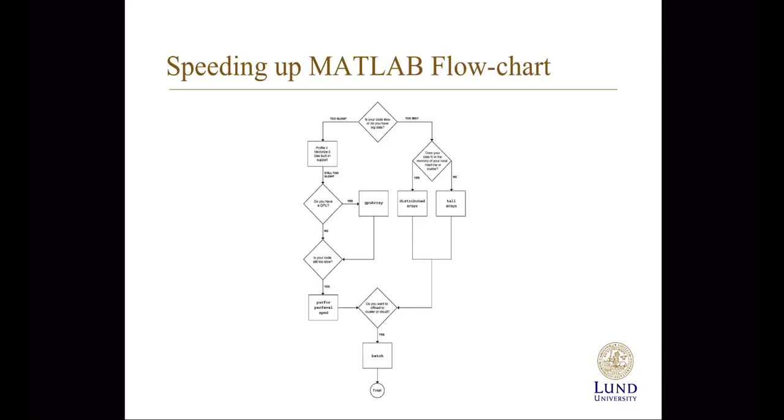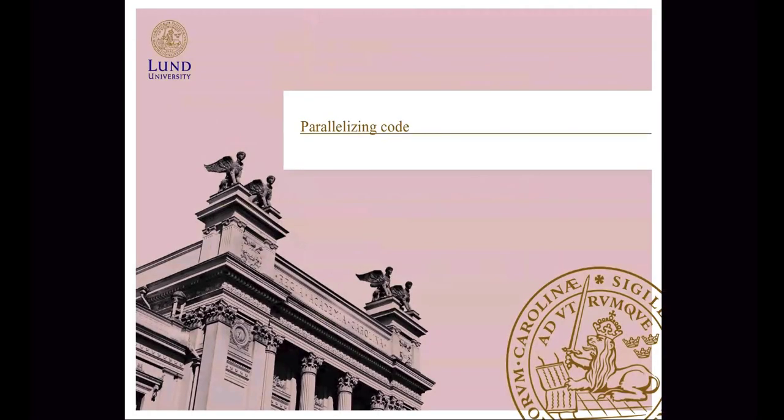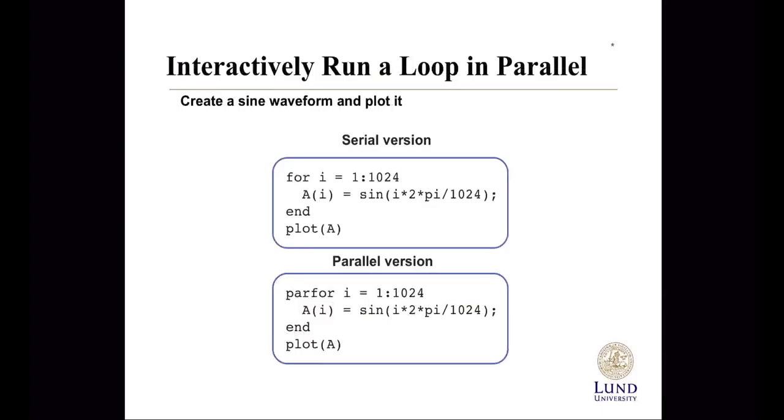Now, let's come to the funny parts. I have two speeding up MATLAB flowcharts. I'll just skip through those because we've gone really long already. So let's have a look at parallelizing code. This is an interactive run with the loop in parallel. We have a serial version going 1 to 1024, do a sine calculation, a waveform, and then you plot it. And the only difference between these two is that the one has parfor in the beginning, the other one has for.